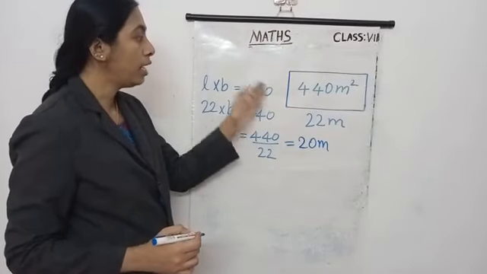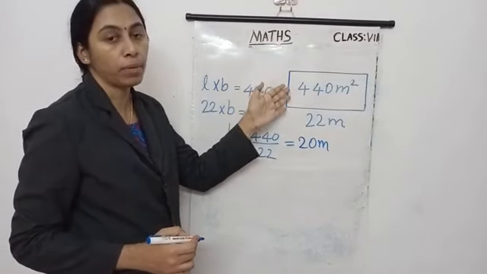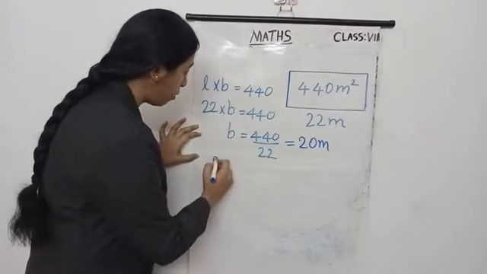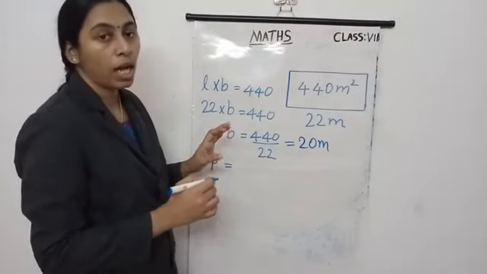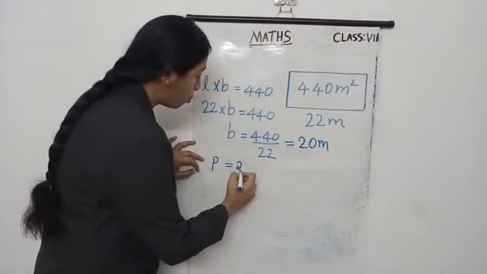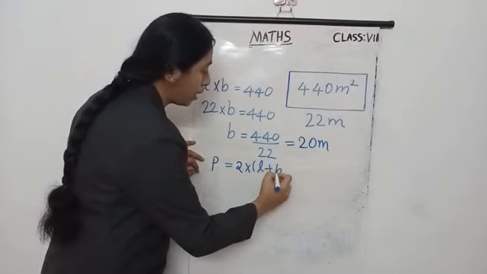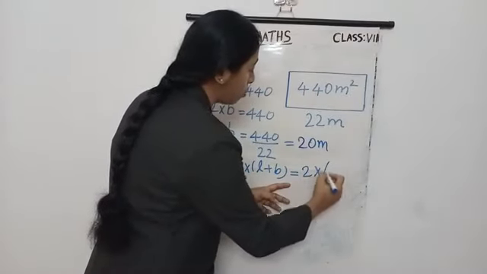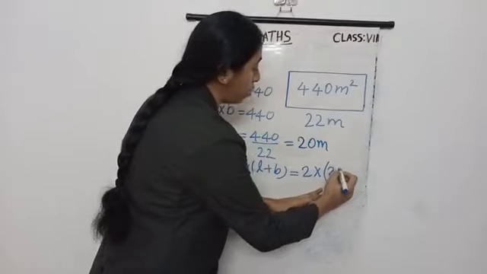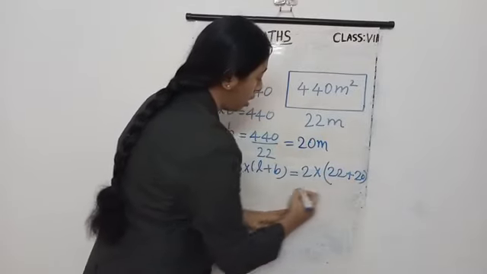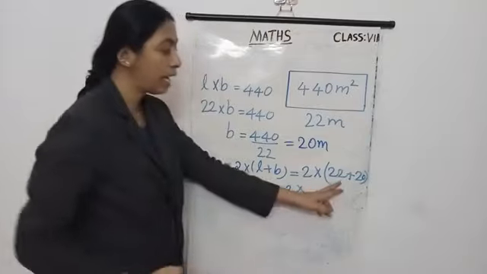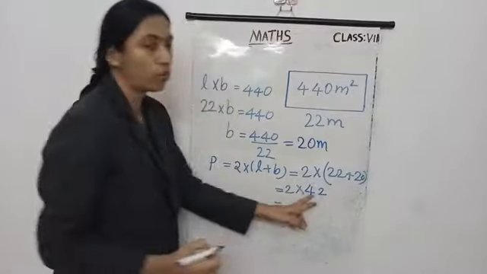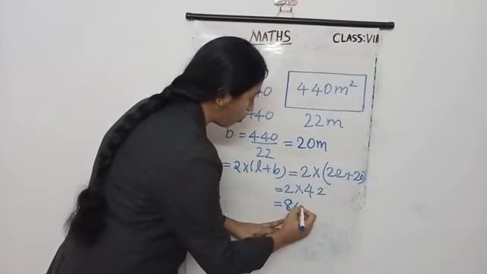Next, in the question they asked to find the perimeter of this rectangular plot. So perimeter is equal to... what is the formula for finding perimeter? Perimeter is equal to 2 into (L plus B). So substitute the values of length and breadth. 2 into (length 22 plus breadth 20) is equal to 2 into, adding 22 plus 20 we get 42, and 2 into 42 we get 84 meter.